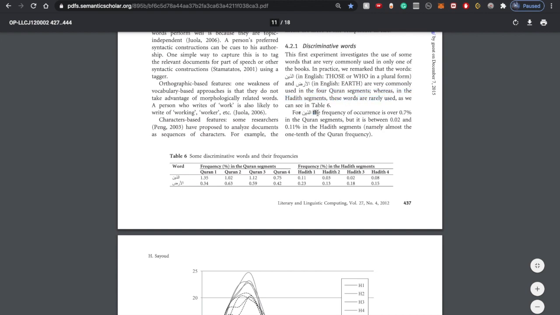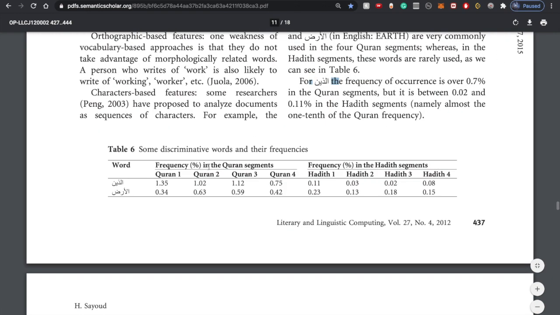As for al-lazina, we can see the results here. So, some discriminative words and their frequencies. In the Quran, you can see al-lazina is in the first segment 1.35, 1.02, 1.12, 0.75. So very similar. Al-ard 0.35, 0.63, 0.59, 0.42.